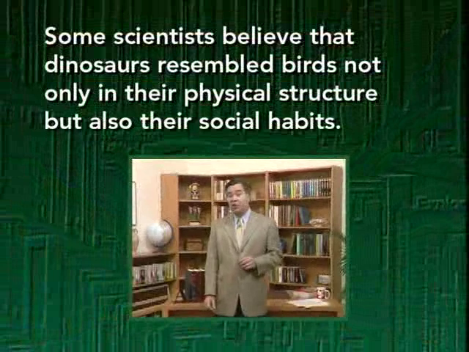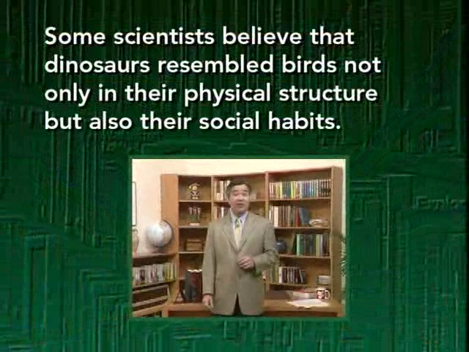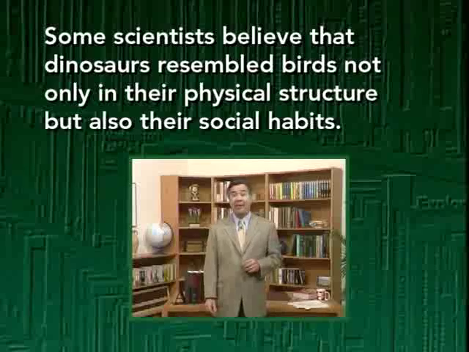So whenever you say either/or, what follows "either" should be grammatically similar to what follows "or." In the same way, whenever you use "neither," what follows "neither" should be grammatically similar to what follows "nor." And again, when you say "not only," what follows that should be grammatically similar to what follows "but also." Let's take a look at a sentence that contains one of these coordinating conjunctions and see how the rule applies. "Some scientists believe that dinosaurs resembled birds not only in their physical structure, but also their social habits."